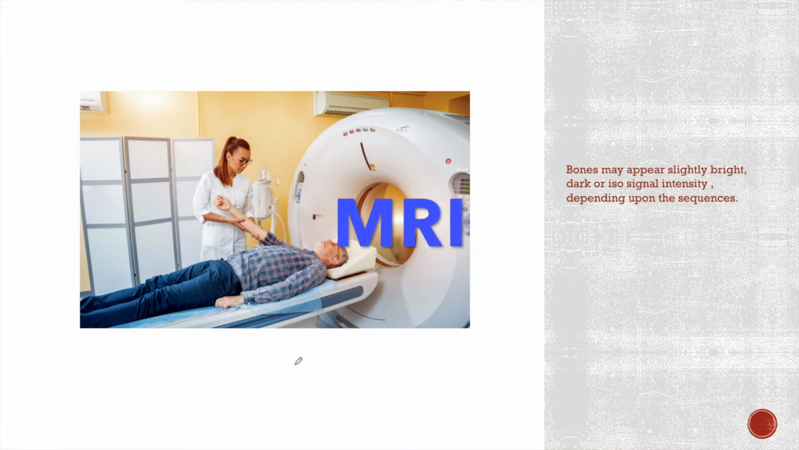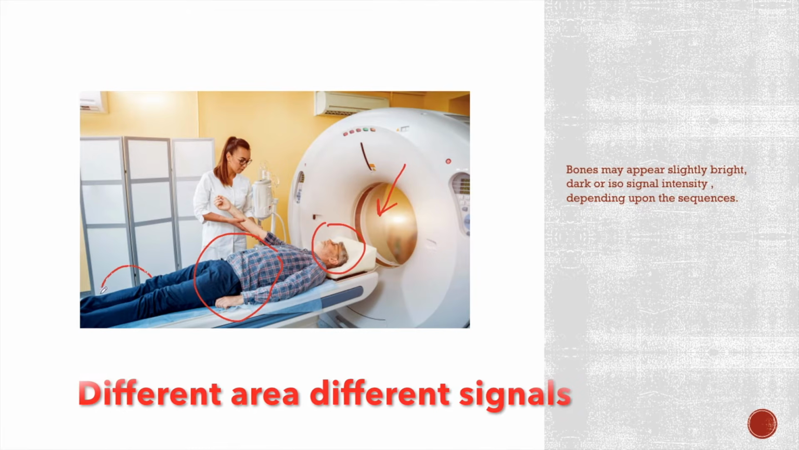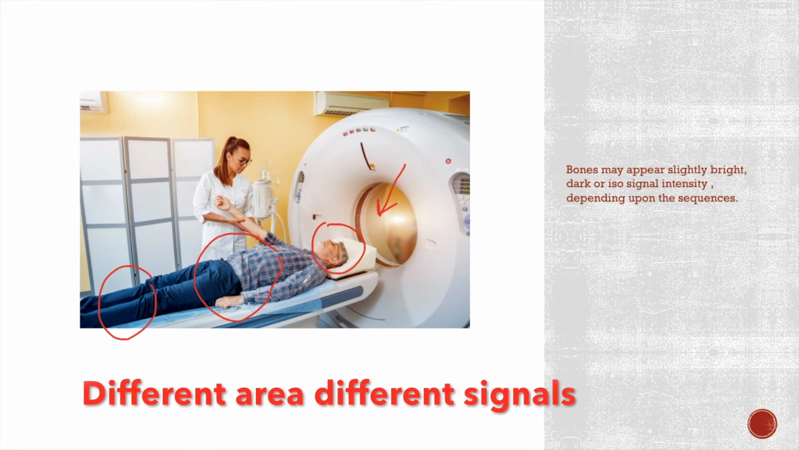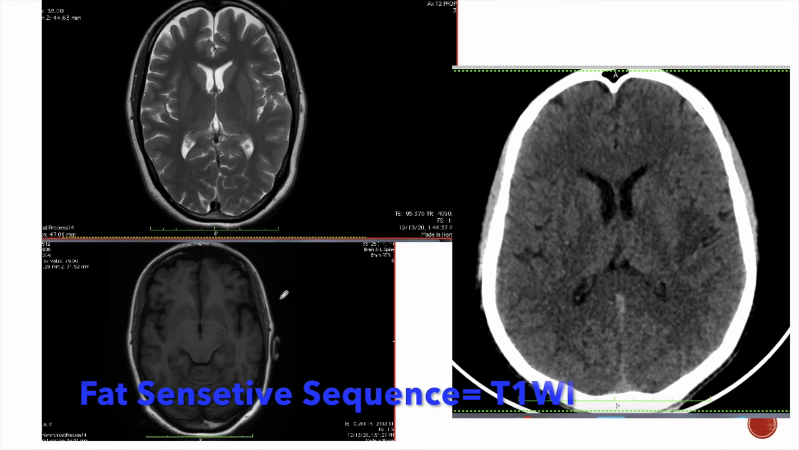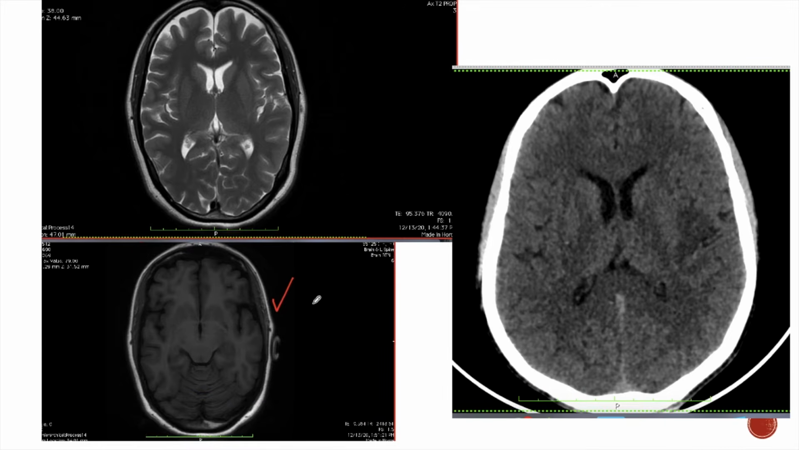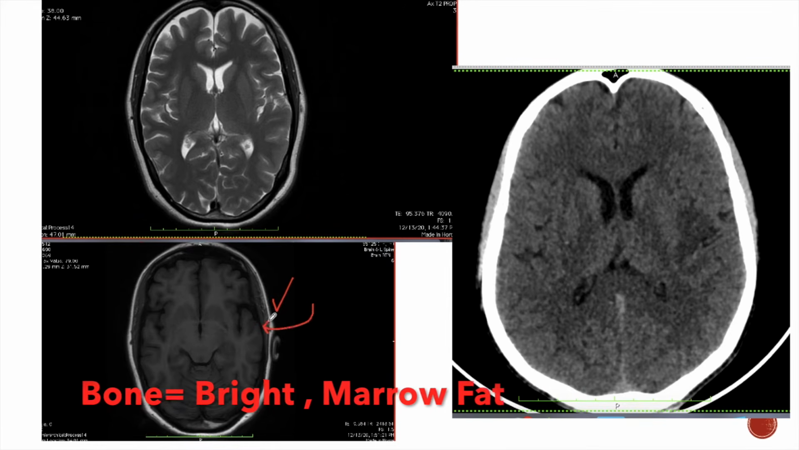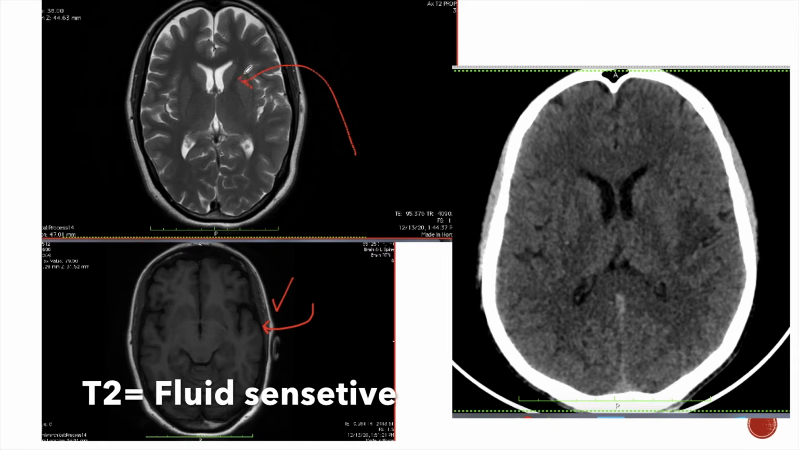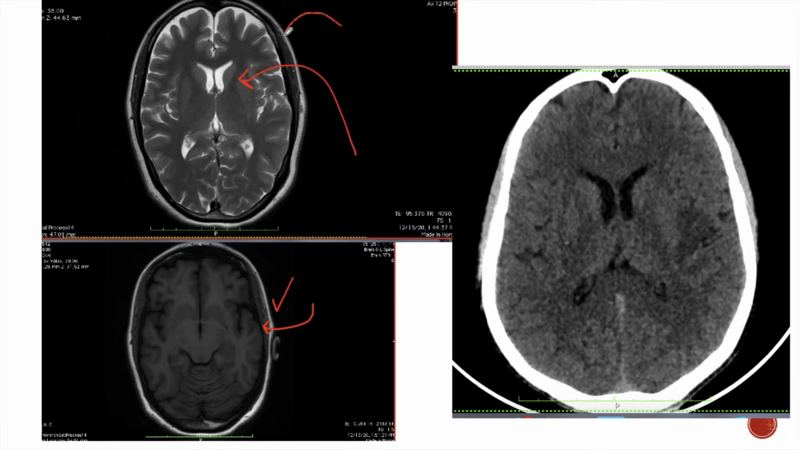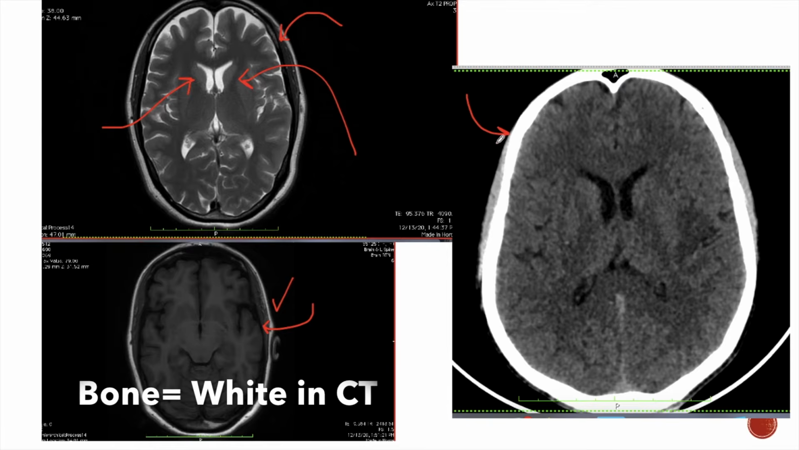MRI on the other hand is magnetic resonance imaging. In MRI scan, the different areas of the body give different signals depending upon the sequences. For example, in a fat sensitive sequence like a T1 weighted MRI, the bone may appear slightly bright because of the presence of bone marrow which contains fat. But in a T2 weighted MRI, which is a fluid sensitive sequence, the bone appears dark and the fluid inside the ventricles appears bright. But in a CT scan, the bones are very white, which helps you differentiate it from MRI scan.